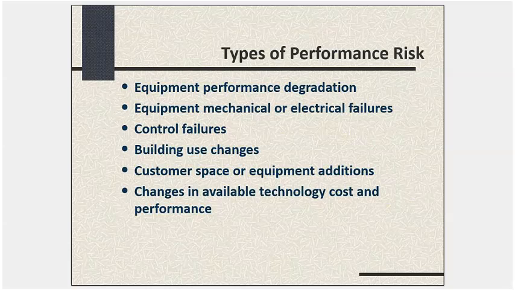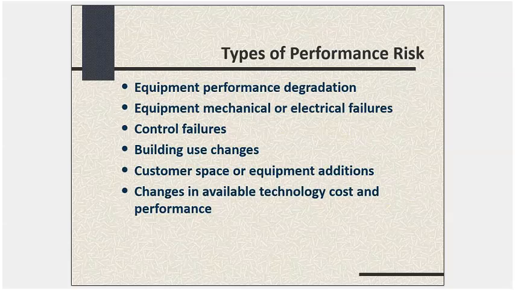You can actually have a failure of mechanical or electrical equipment. It may be short or long-term failures. There can be a failure of the controls, which once again can be short or long-term. You can have a significant change to the building use. The agency may make changes to the space or equipment that have an impact.